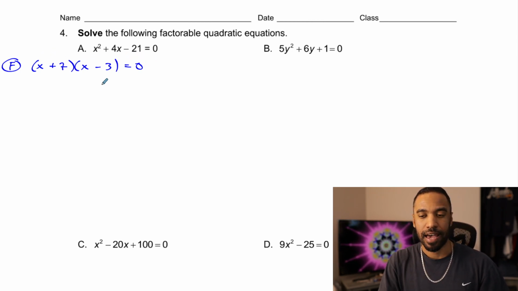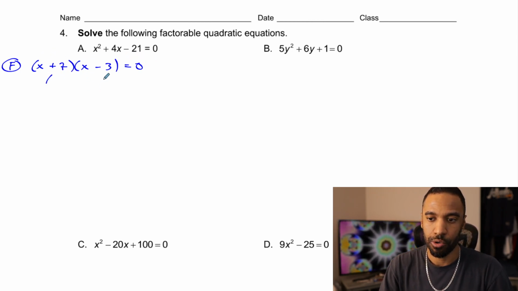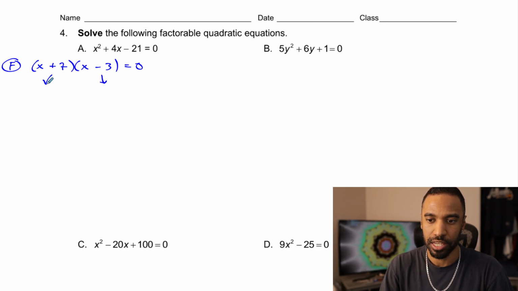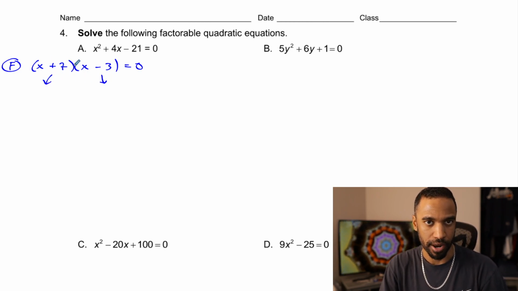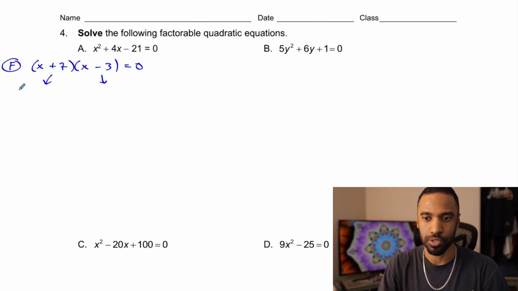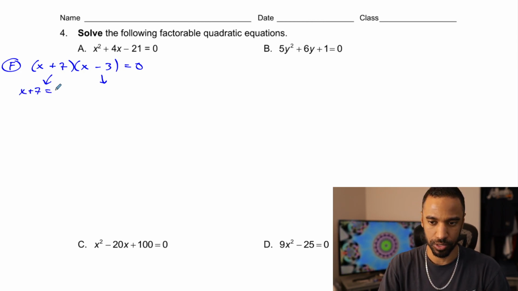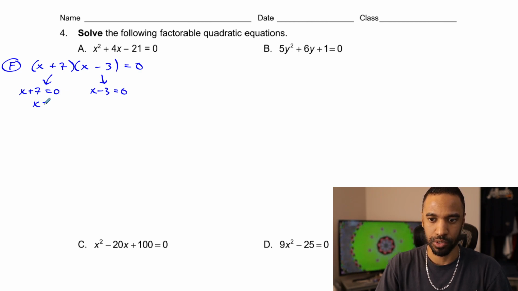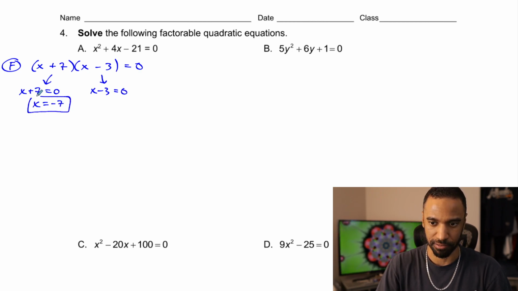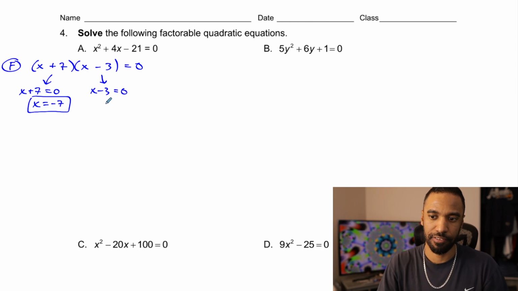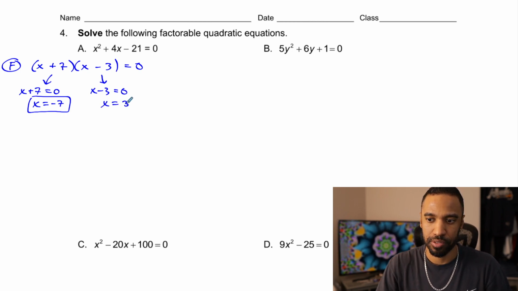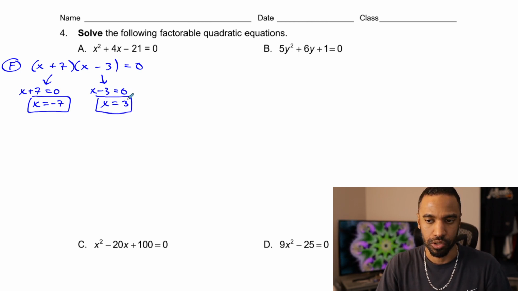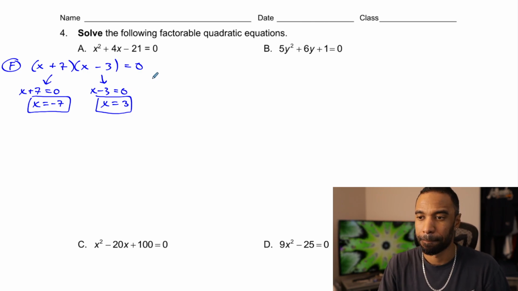Now, in solving by factoring, we use something called the zero product property. If two things multiply, that's why we factor it. We create a product. If this times this equals 0, either x plus 7 equals 0 or x minus 3 equals 0. If x plus 7 equals 0, then x equals negative 7. I subtract 7 from both sides. And if x minus 3 equals 0, I add 3 to both sides to get x equals 3. So those are my two answers, and I've solved by factoring.